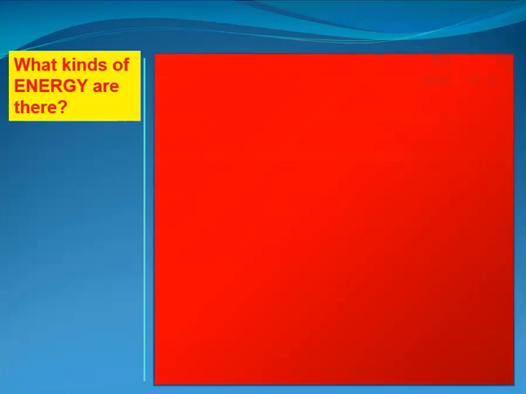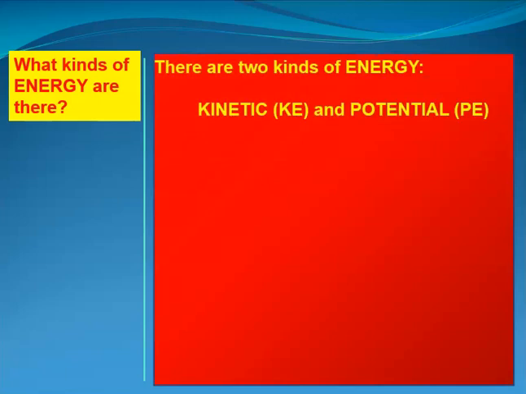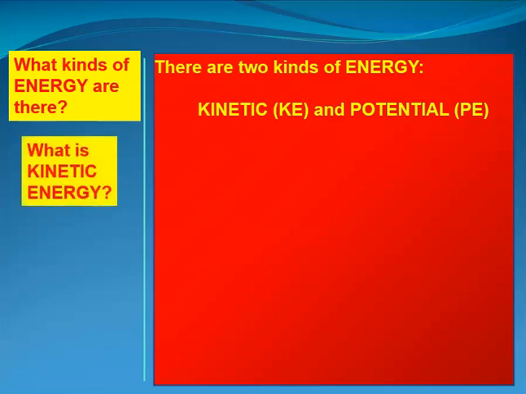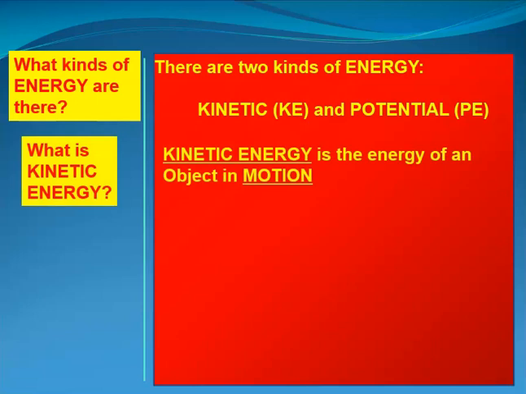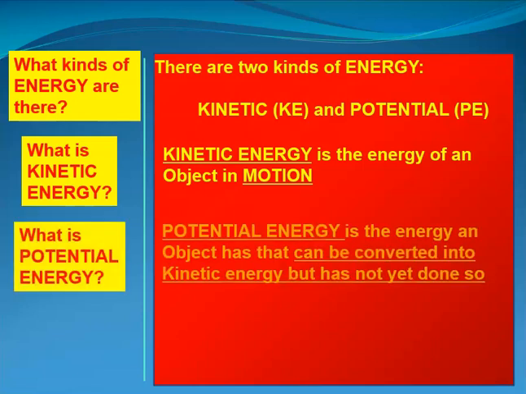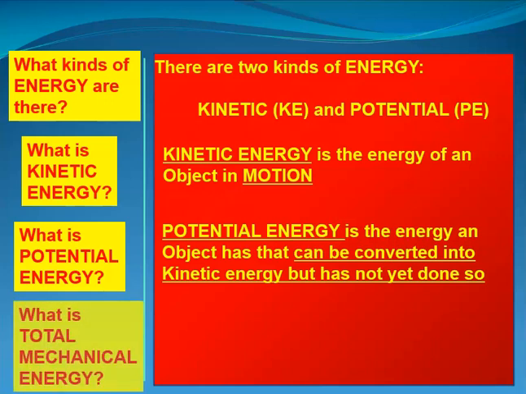So what kinds of energy are there? There are two kinds of energy that we're going to be dealing with: kinetic energy, Ke, and potential energy, Pe. What is kinetic energy? Kinetic energy is the energy of an object in motion. What is potential energy? Potential energy is the energy an object has that can be converted into kinetic energy, but has not yet done so.